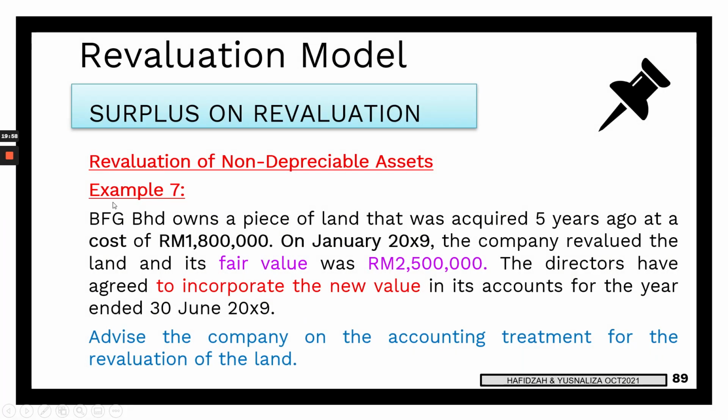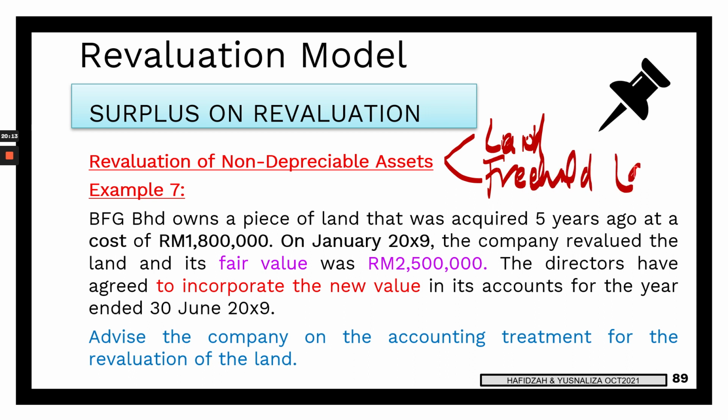Next we go to example 7. Example 7 is on revaluation of a non-depreciable asset. Non-depreciable asset like land, or maybe freehold land, which does not depreciate in value. Land normally will appreciate in value. So this company has a piece of land, and there is no need for us to adjust any depreciation because land is not depreciated.